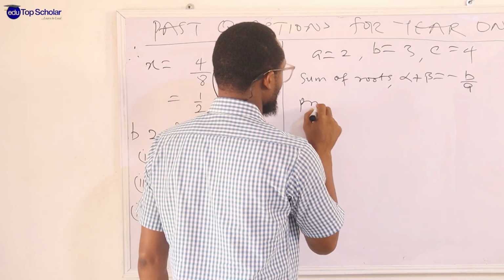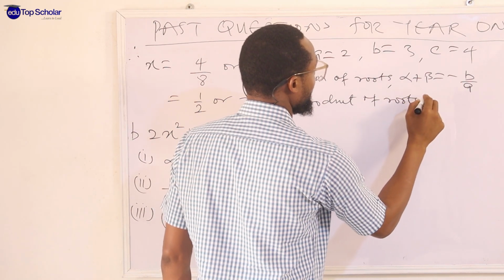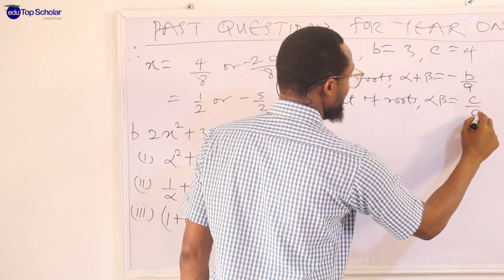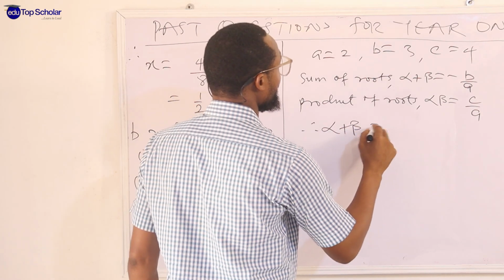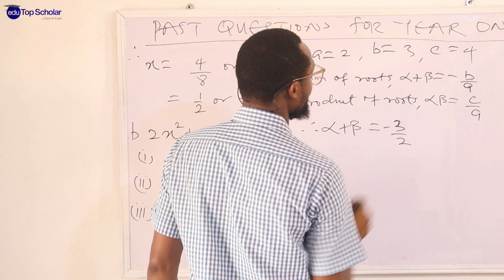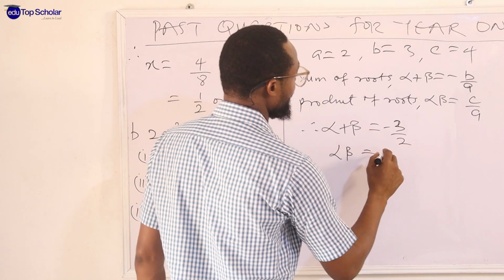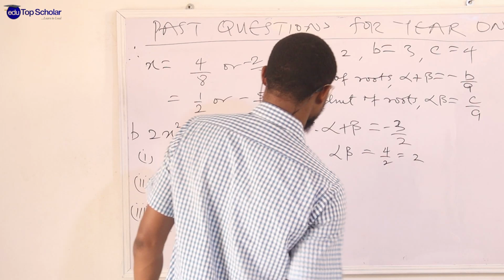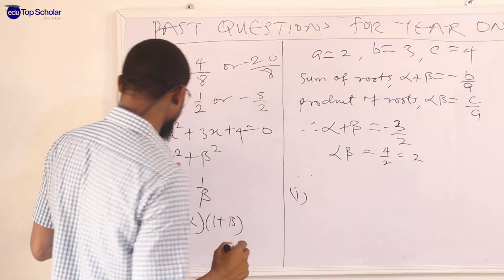And the product of roots, that is alpha beta, that one is equal to C over A. Therefore, alpha plus beta, the sum of roots, is equal to minus 3 over 2. And alpha beta, which is the product of roots, that one is 4 over 2, which is 2. Therefore, we want to take this one now one by one.